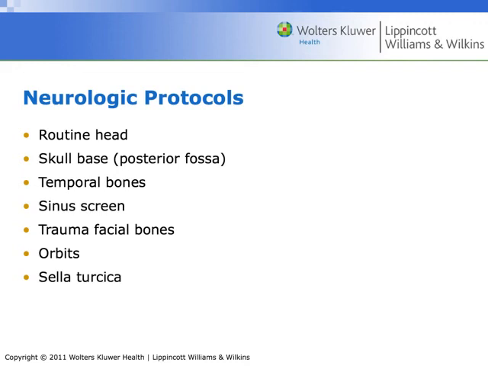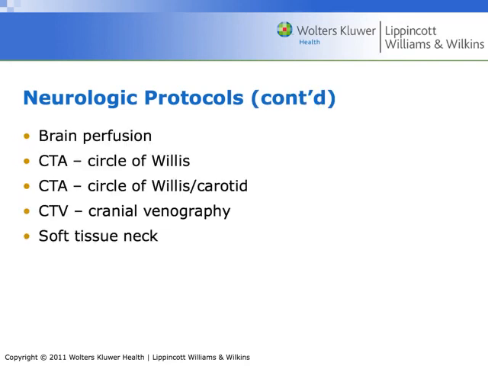Trauma facial bones, and these are ones where we can do really fancy 3D reformats. Orbits, and then sella turcica. The trauma facial bones and orbits, again, this used to be the domain of X-ray, but we're doing it more frequently in CT now. Neurological protocols, the brain perfusion scan that we mentioned, pretty rare, but some places really like them. CTA through the circle of Willis, you'll probably be doing a lot of those. CTA through the circle of Willis, and including the carotid arteries.